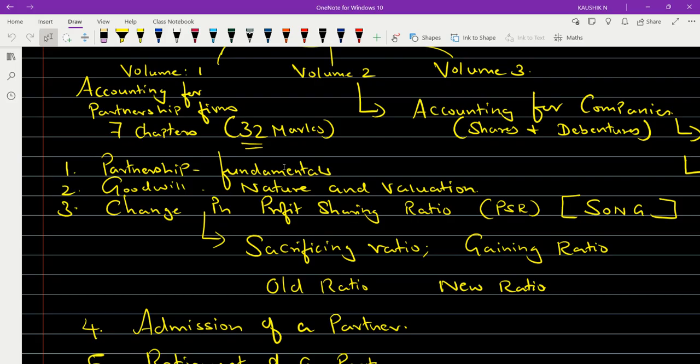So these are things which you will be learning in particular under the topic of partnership fundamentals.